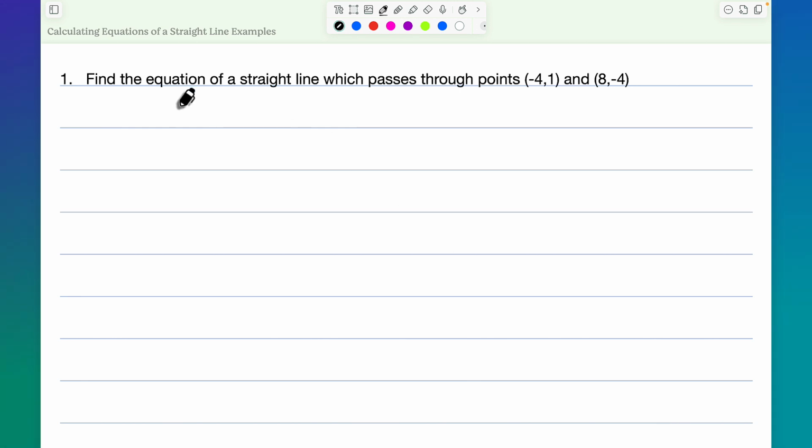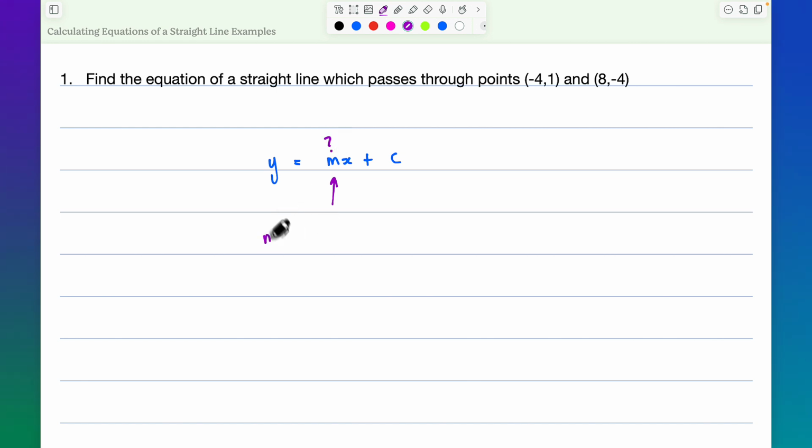It says, find the equation of a straight line which passes through points -4 and 1. So that's your first point. And it also passes through the point 8 and -4. We said that in order for us to find the equation of a straight line, which follows the formula y is equal to mx plus c, the most important thing is to start off by finding our gradient. Our gradient is going to be our m. This is the first thing that we always need to try to find.